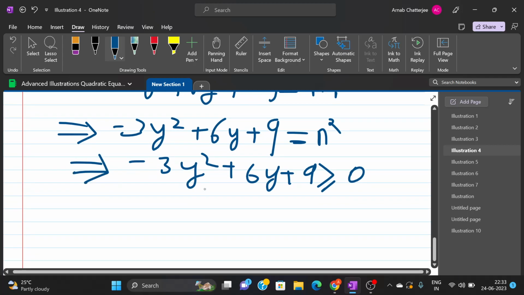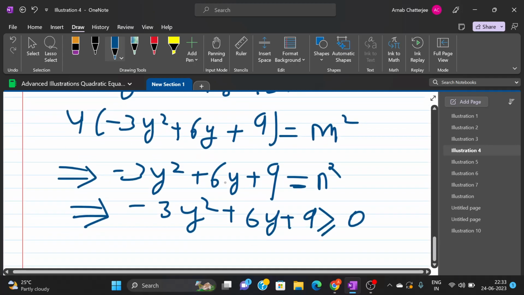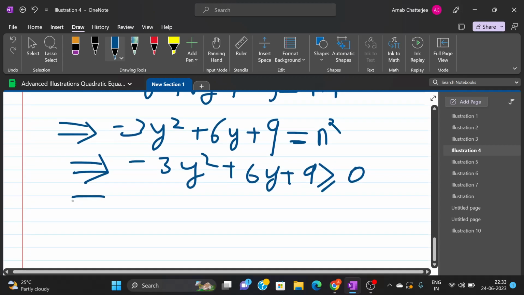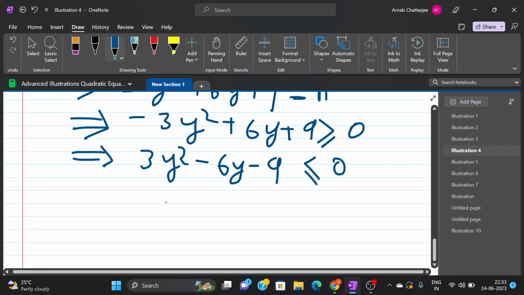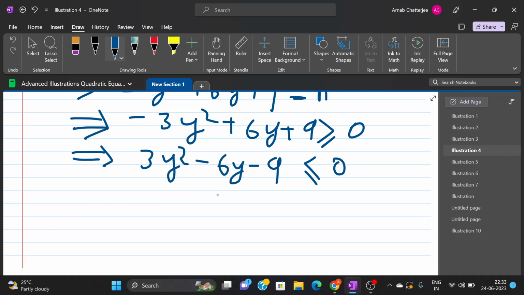Since it's a perfect square, it has to be always positive or 0. So this means if I multiply with a minus 1 on both sides, I have the reverse inequality: 3y square minus 6y minus 9 should be less than or equal to 0. So now I need to find the range in which y will lie.